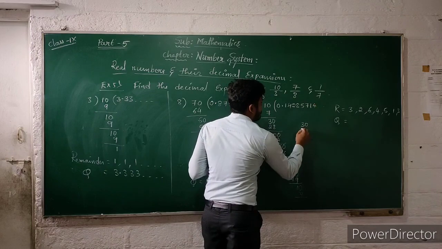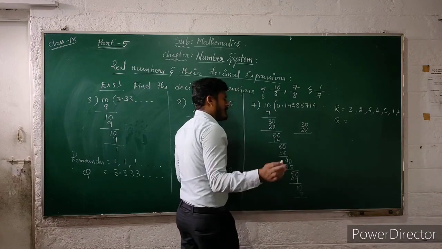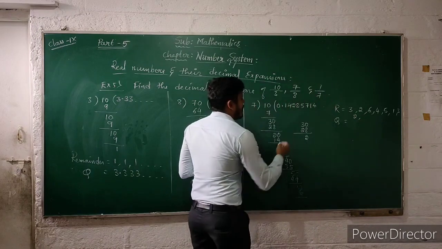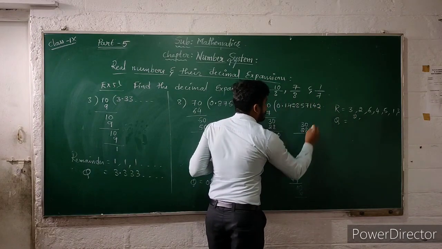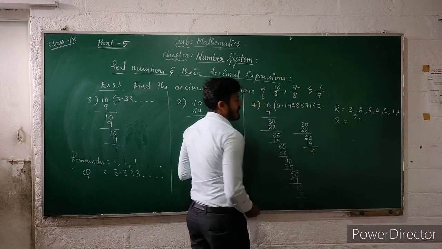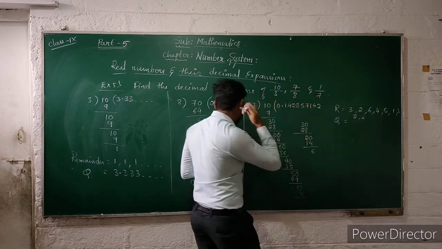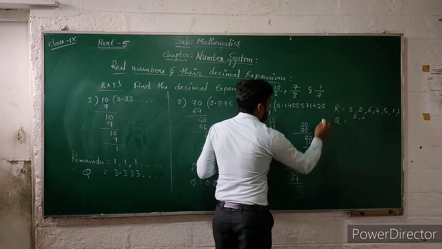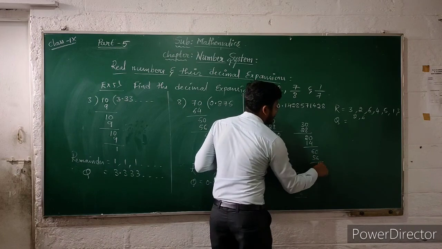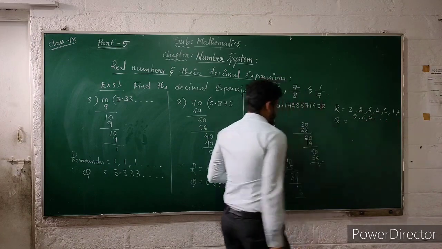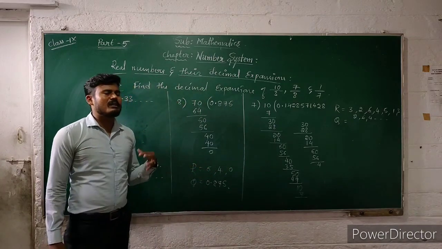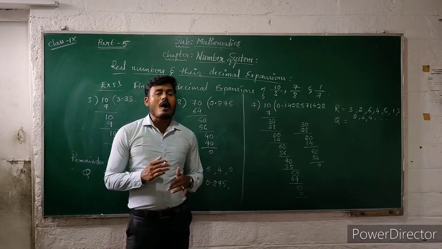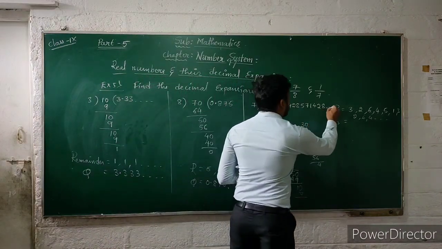7 4s are 28. Continue the process continuously. You will get 2 as the remainder. So again write down 2 here. And then carry 0. 7 2s are 14. Then 6 is remaining. So write down 6 here. And then take 0 here. Then 7 8s are 56. 4 is remaining. And so on. These remainders occur repeatedly. So this kind of decimal expansion is called non-terminating. It won't terminate at any stage.